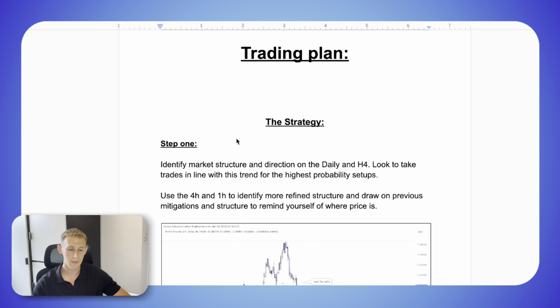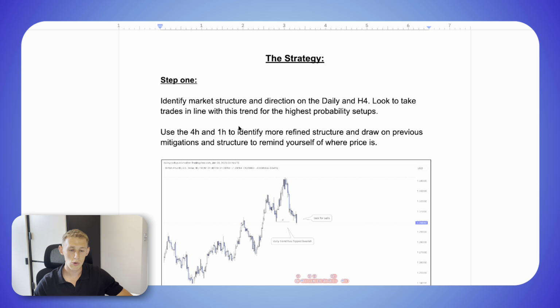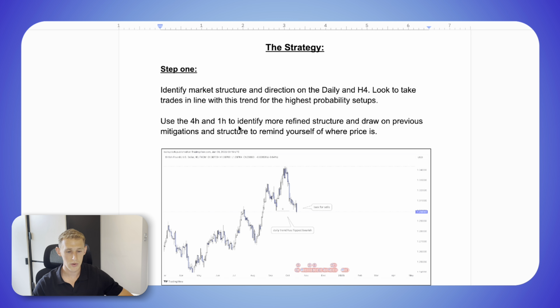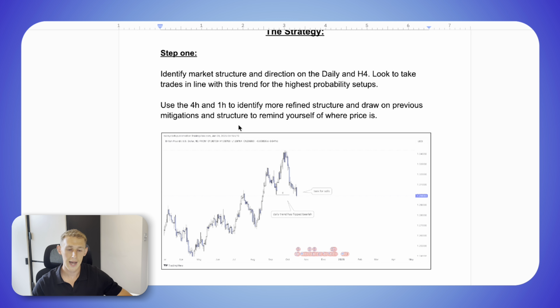But for anybody new here, step one of the trading plan, all we're essentially doing is looking at higher time frame market structure and direction. To begin with, I'm doing this on the daily and H4 time frames just to get an overall picture of what the macro direction is. Where is price heading? What is the trend? Is it bullish? Is it bearish?